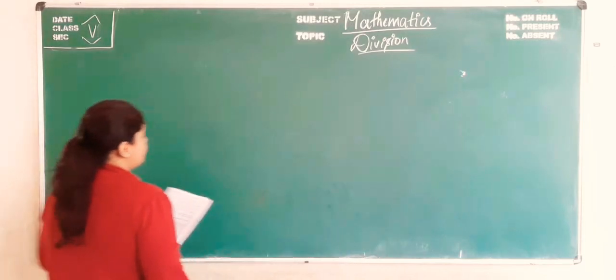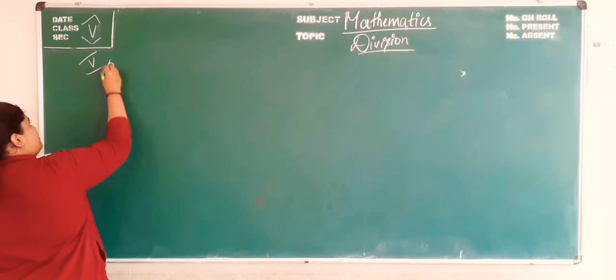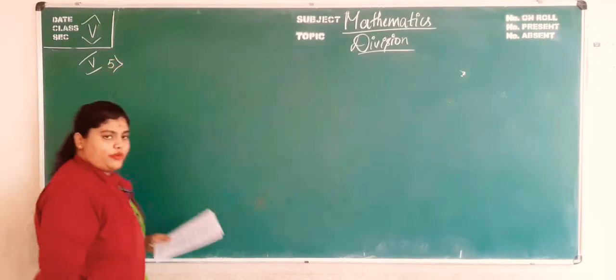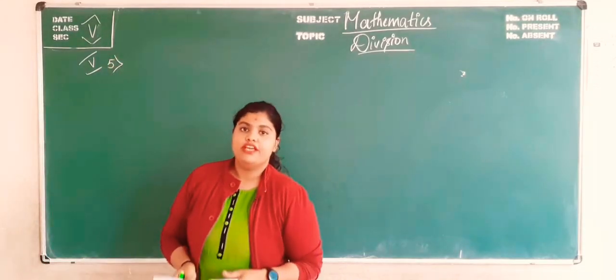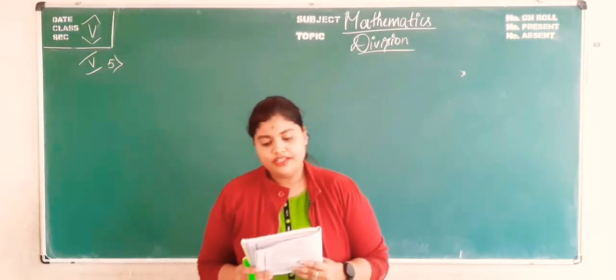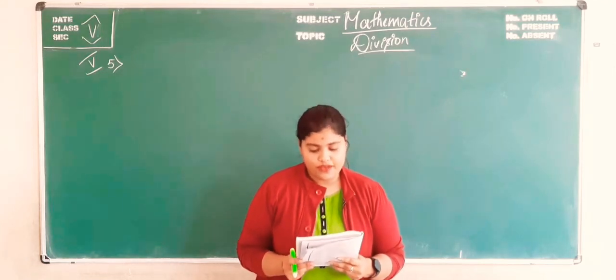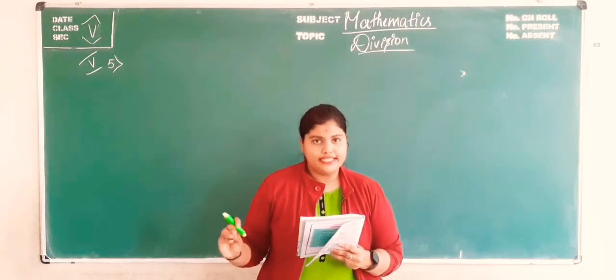So we should start with class. We were solving the fifth sum. We solved the fourth question, so now we will be solving the fifth question. The fifth question is like this: The annual income of a person is rupees 90,912. Find his monthly income.